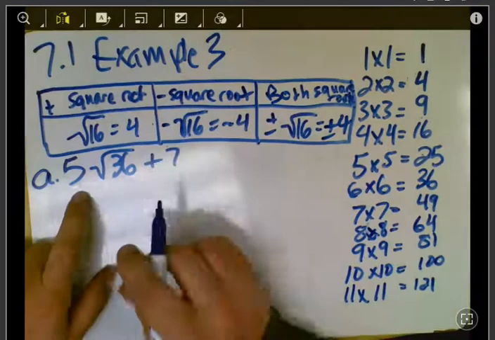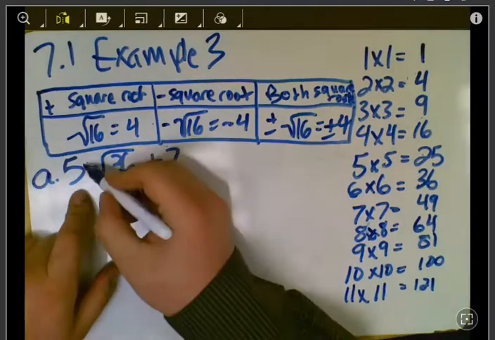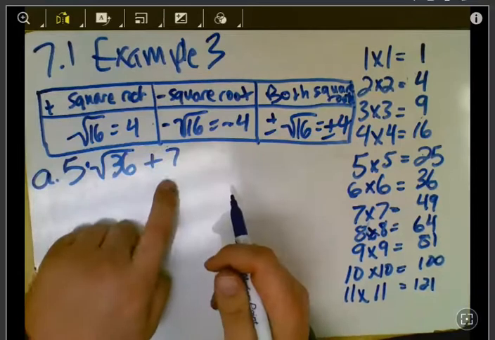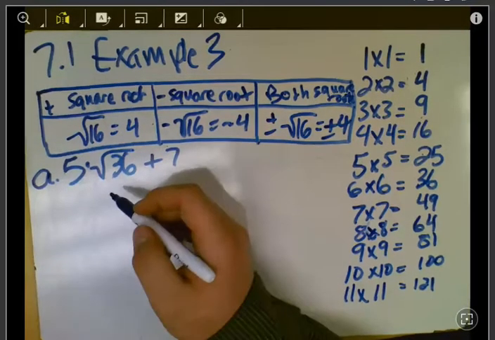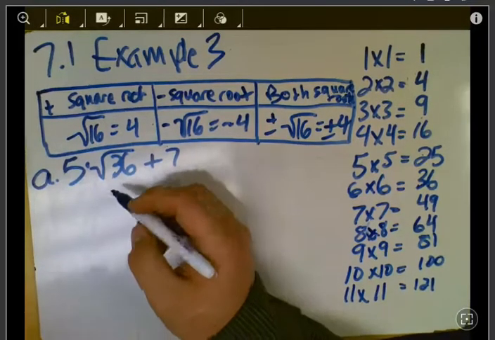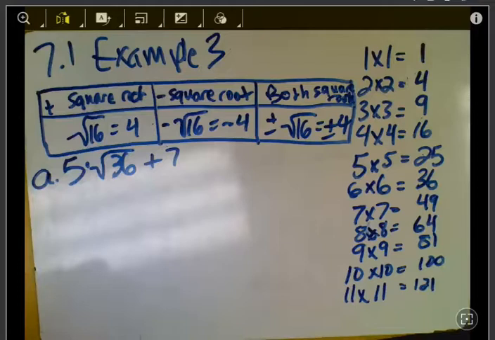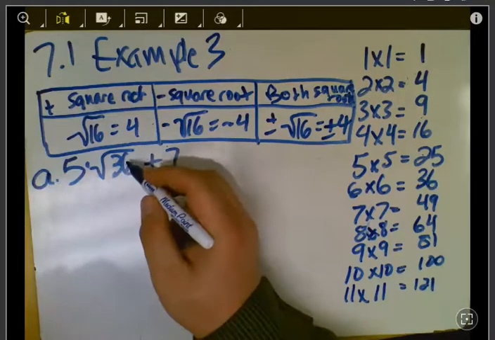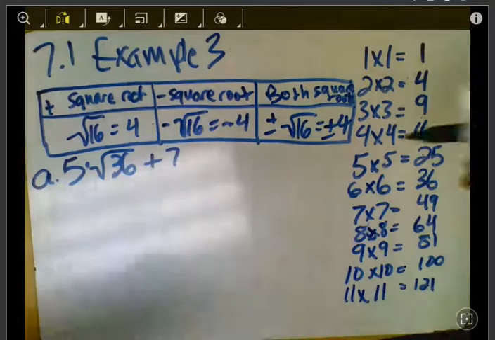So, we have the 5 out front, which means we're multiplying these two numbers together. So, we're multiplying the 5 and the square root plus 7. So we use the order of operations that we know. We multiply first, but in order to do that, we need to figure out what the square root of 36 is. Let's check out our perfect squares over here.